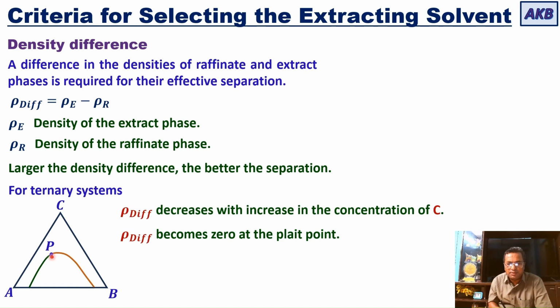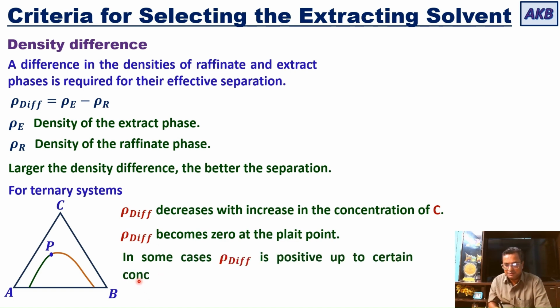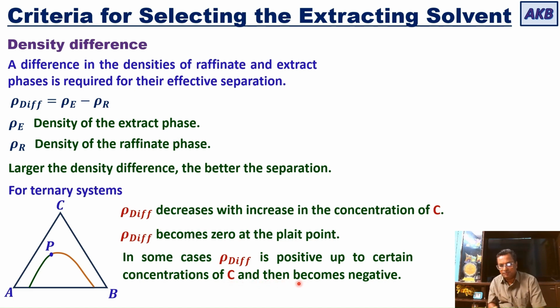At the plait point, there is no difference between the density of the extract and raffinate phases. In some cases, rho difference is positive, that is, the density of the extract phase is greater than that of the raffinate phase up to certain concentrations of C, and then it becomes negative. That is, after certain concentrations of C, rho R becomes greater than rho E, in which case this rho difference will become negative.